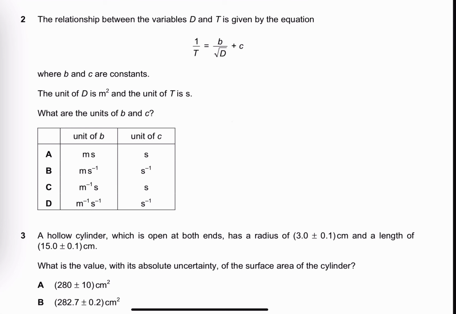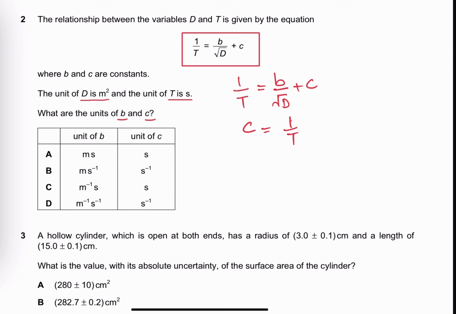In the second question, they have given us this equation in which we know the units of t and d. We have to find the unit of b and c. So the equation is 1 over t is equals to b over under root d plus c. First we have to make c or b the subject. So let's make c the subject of the equation. It will be 1 over t minus b over under root d. Taking LCM, we will get under root d minus bt divided by t under root d.